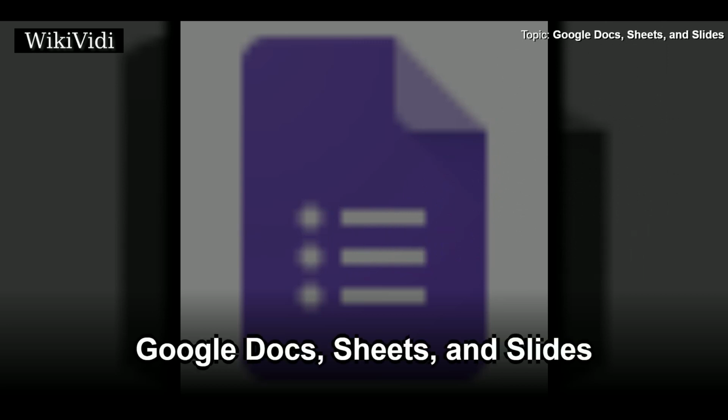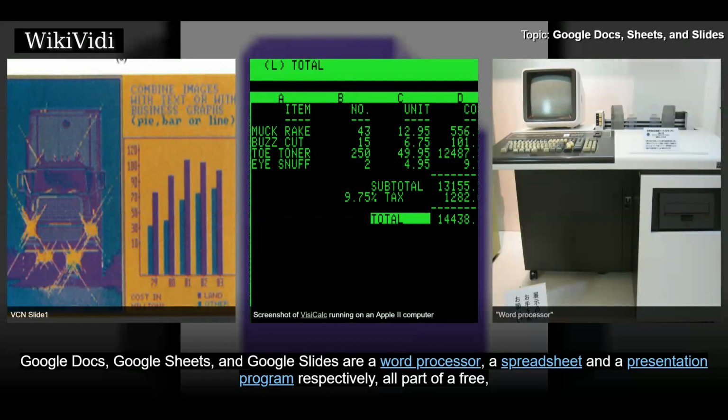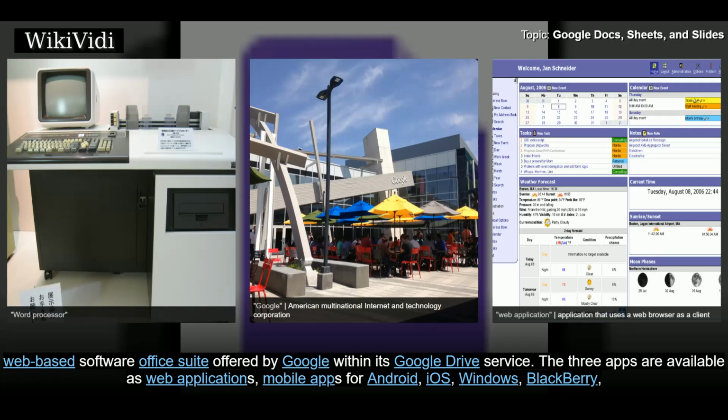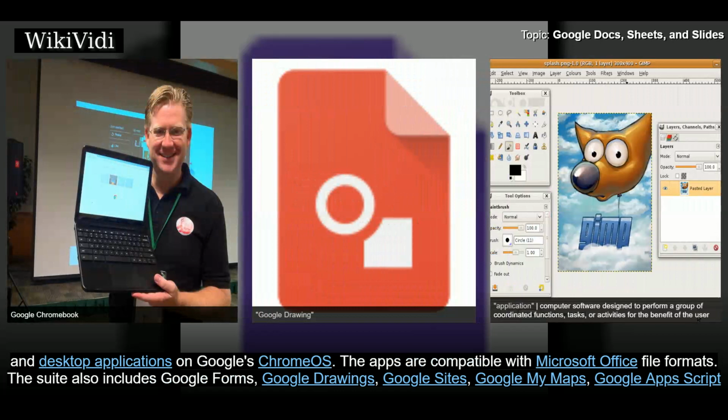Enjoy. Google Docs, Sheets, and Slides. Google Docs, Google Sheets, and Google Slides are a word processor, a spreadsheet and a presentation program respectively, all part of a free web-based software office suite offered by Google within its Google Drive service. The three apps are available as web applications, mobile apps for Android, iOS, Windows, BlackBerry, and desktop applications on Google's ChromeOS. The apps are compatible with Microsoft Office file formats.